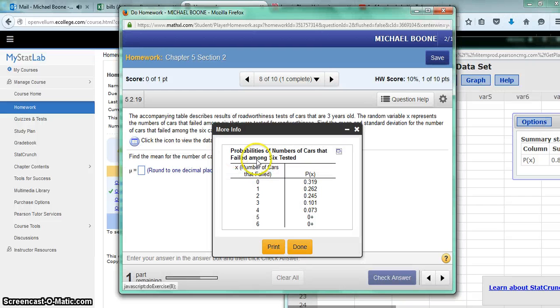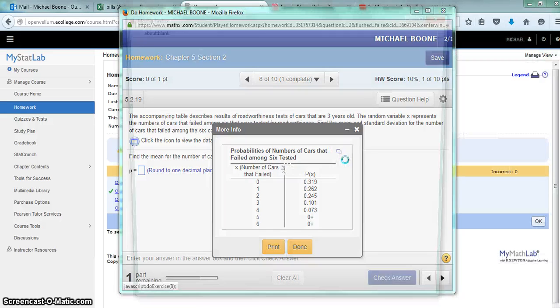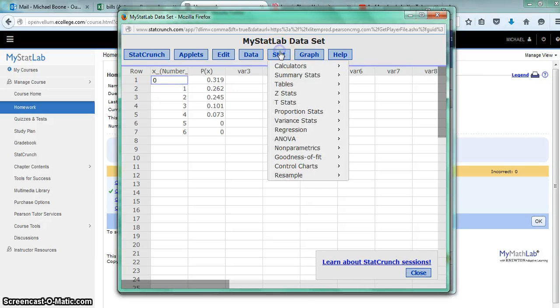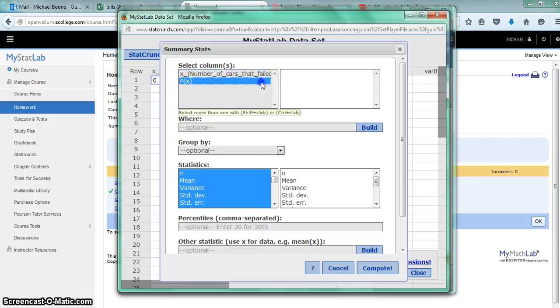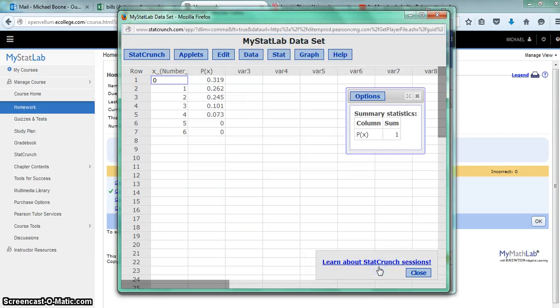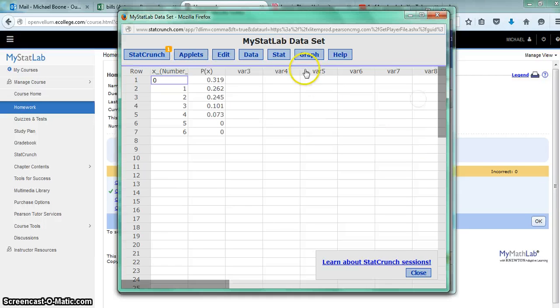So we looked at 6 cars. So when they had 0 that failed, there was a 31.9% chance. That all of them failed, 5 or 6, it was pretty much 0. So let's put our data into StatCrunch. And again, do what we did a second ago. First, we better check to make sure that they sum up to 1. Don't get ahead of ourselves. And what do we get? 1. Good.